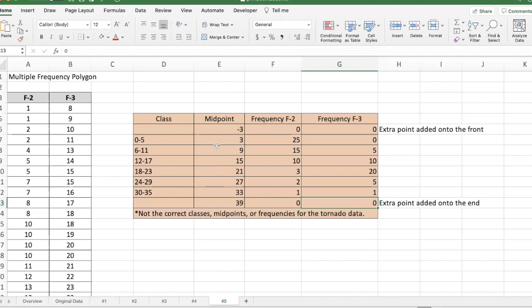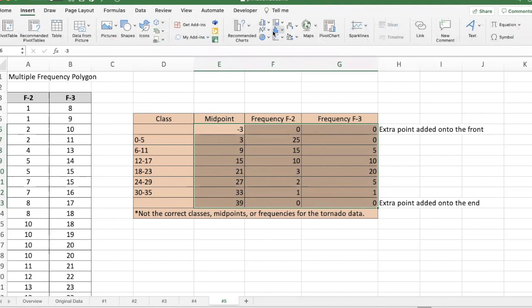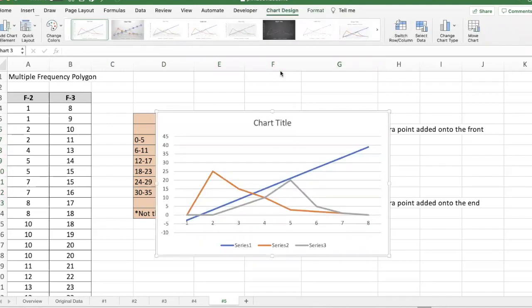It's fairly straightforward. Once you get this table done, then go ahead and just select your midpoint as your X, and then the frequency of the F2s and the frequency of the F3s would be your two different Ys. And if you just select all the data like this, let's see if we can insert the multiple frequency polygon, and this is the guy that you want. Let's go ahead and draw that.